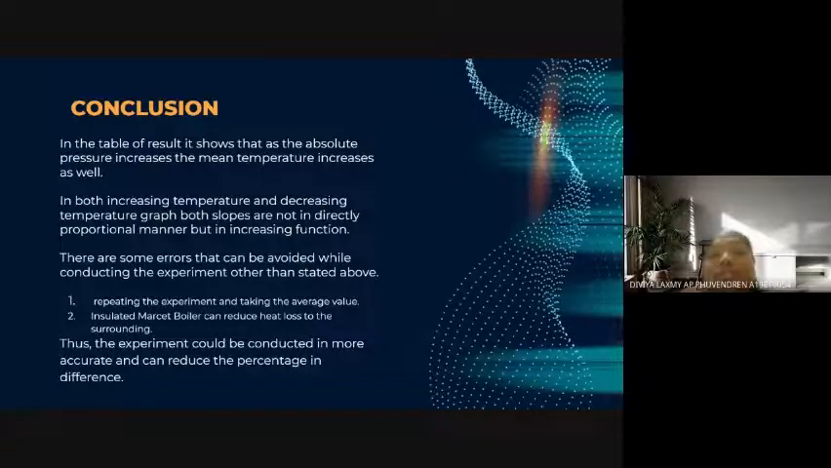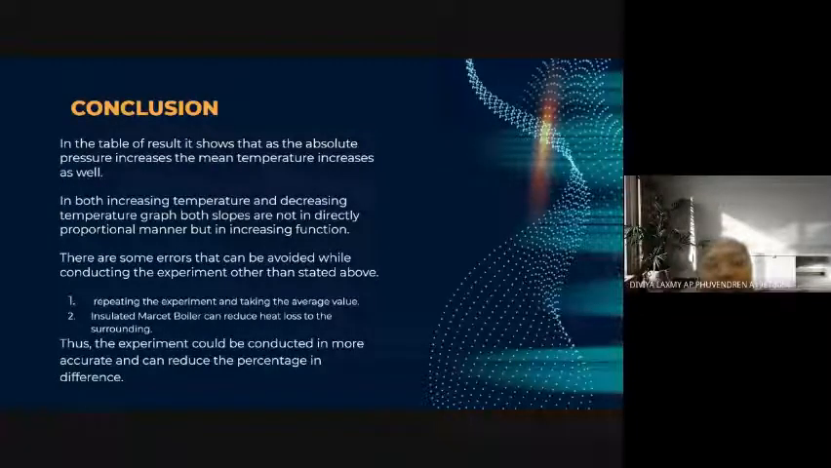Last but not least, I am Divya Lakshmi, and I will be presenting on the conclusion of experiment 1, which is the Marcet boiler. In the table of results, it shows that as the absolute pressure increases, the mean temperature increases as well. In both the increasing temperature and decreasing temperature graphs, both slopes are not directly proportional but are in an increasing function.